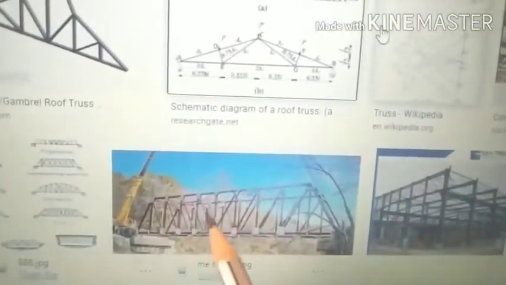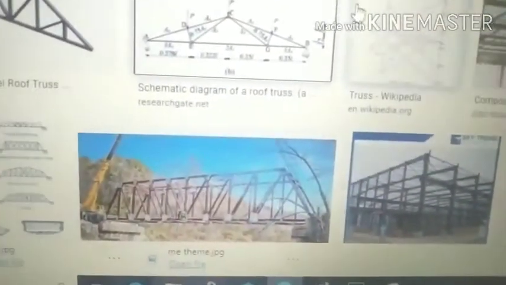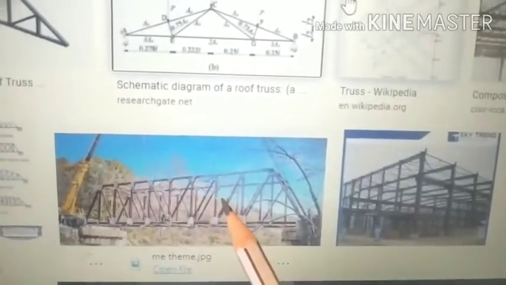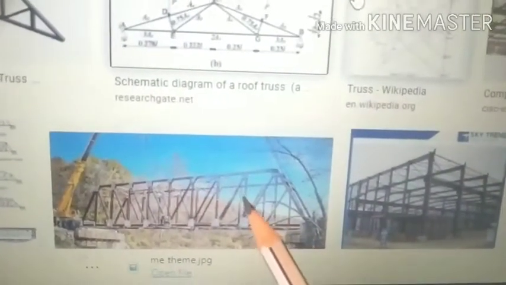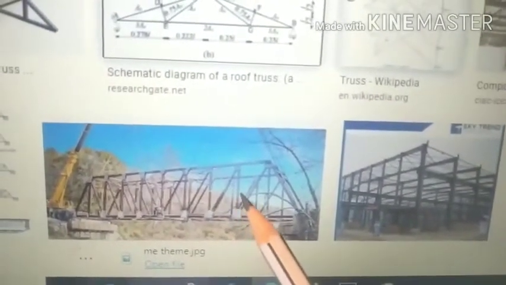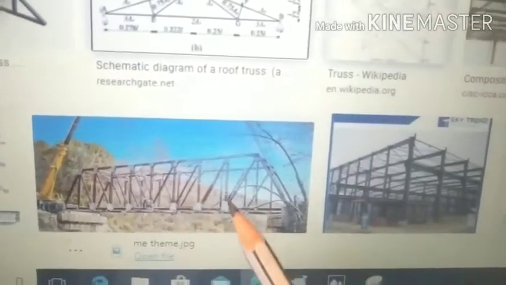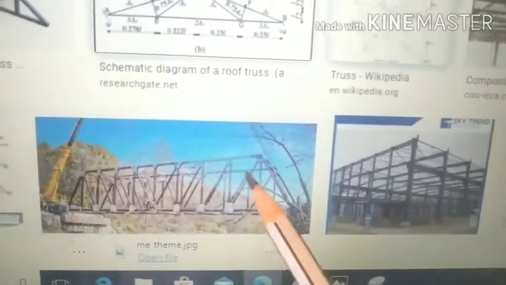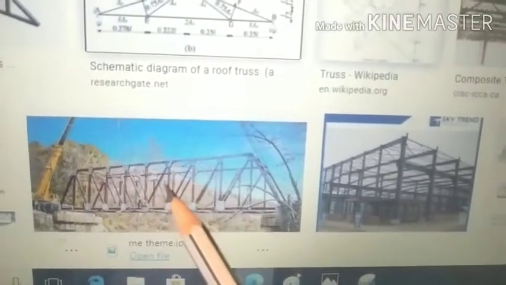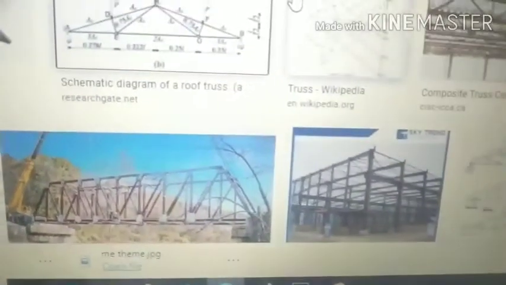So the more bars you add, what happens? The structure will be stiffer, the stiffness will be more. Stiffness is nothing but resistance to deformation. Whatever load comes onto this bridge, it should not only withstand that load, but also not be deformed. Therefore, the more bars you add, the stiffer it will be.